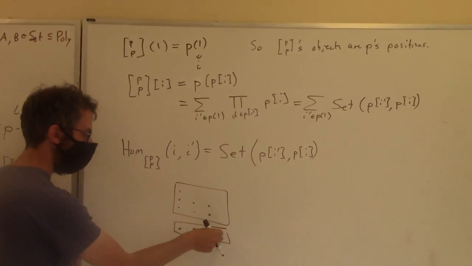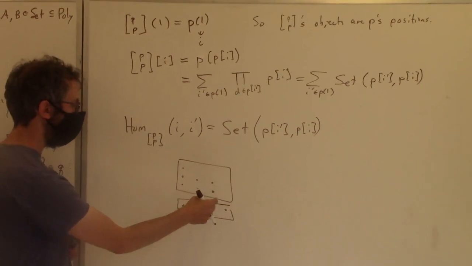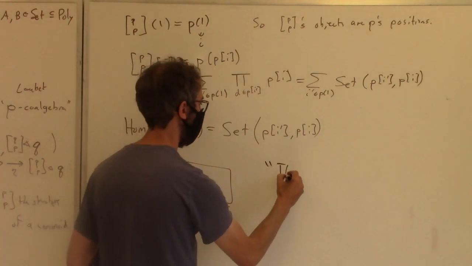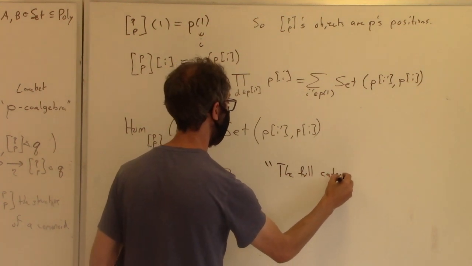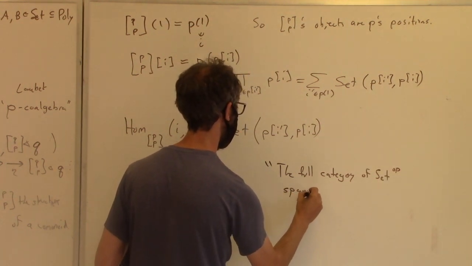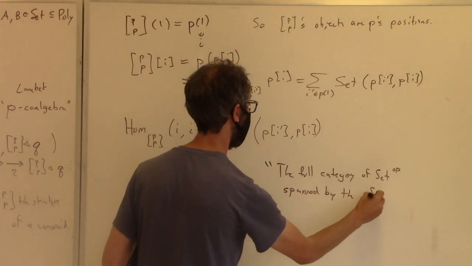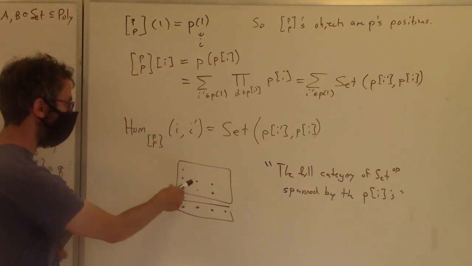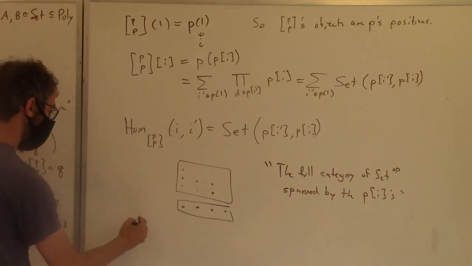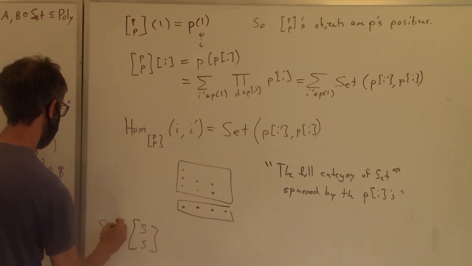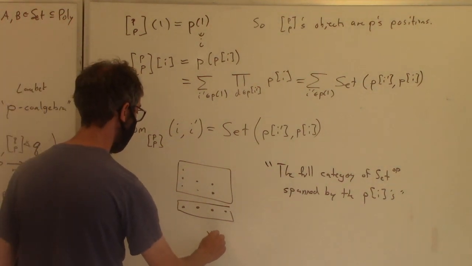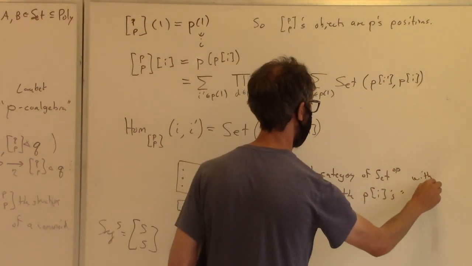And the morphisms between this object and any other object are the morphisms from the empty set to that object, or whatever it is. So what I'm saying is this is the full category of set, or maybe, I guess, set op, spanned by the P bracket i's. So it's the full subcategory of set, actually set op, spanned by the sets 3, 2, 2, and 0. For example, we know that Sy^S as a comonoid was the contractible groupoid on S, but now what we're seeing it as is the full subcategory of set with P of 1 many objects.